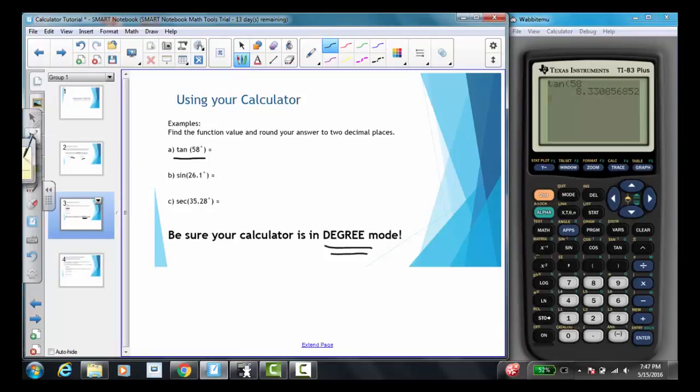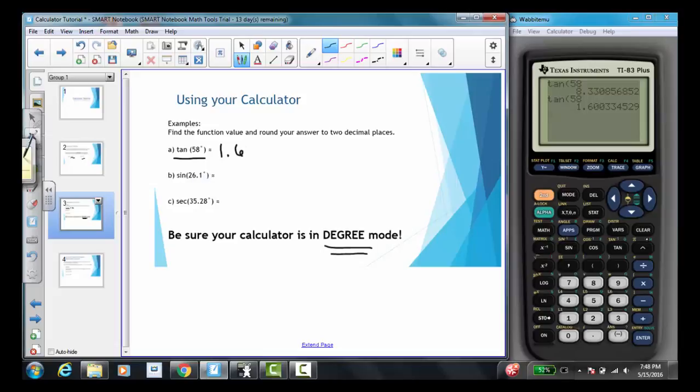So on the Texas Instrument, you're going to go to mode. And you can see I'm actually in radian, so I need to change that to degree. So I'm going to go down to radian, over to degree, and hit enter. So now I'm in degree mode. Second, quit to go back to my main screen. So now if I do tangent of 58 degrees, it's actually 1.6. So my answer over here is 1.6. It is not 8.33. So always, always, always double check to make sure that your calculator is in degree mode when you're putting in degrees.